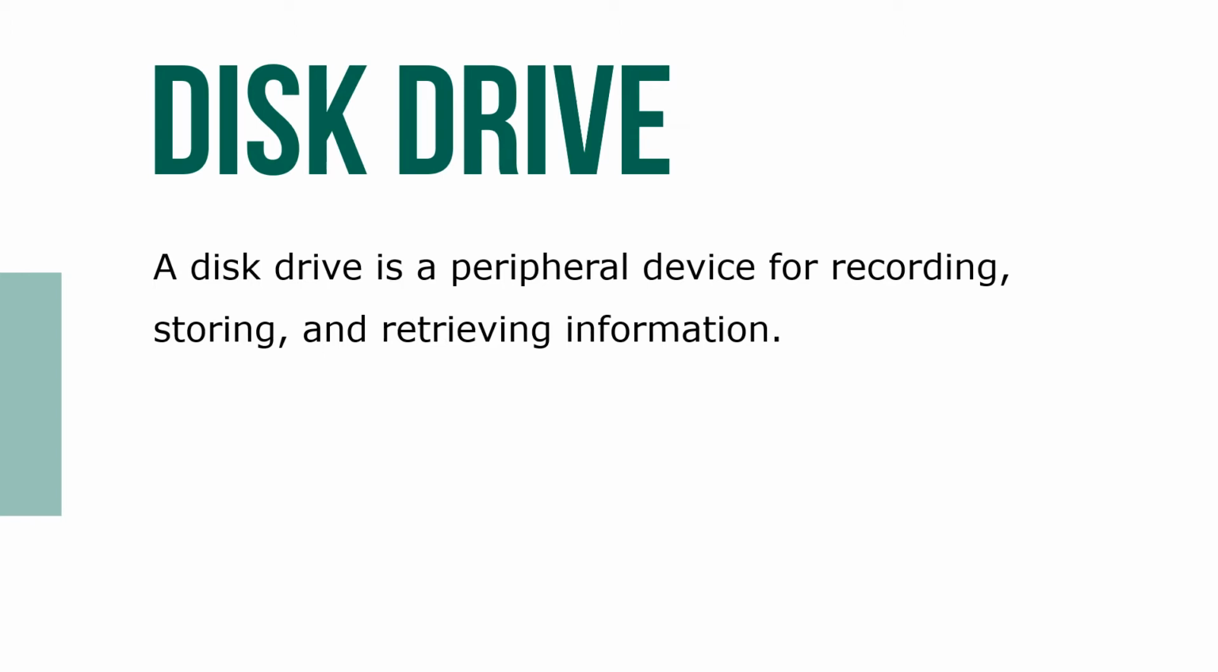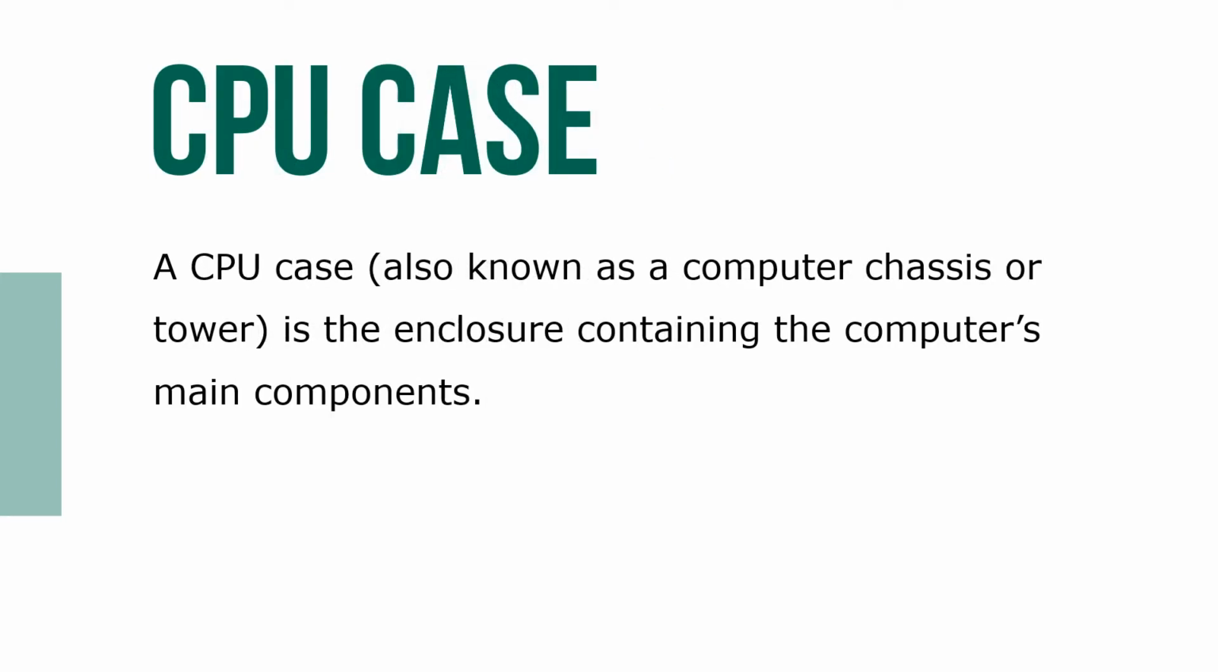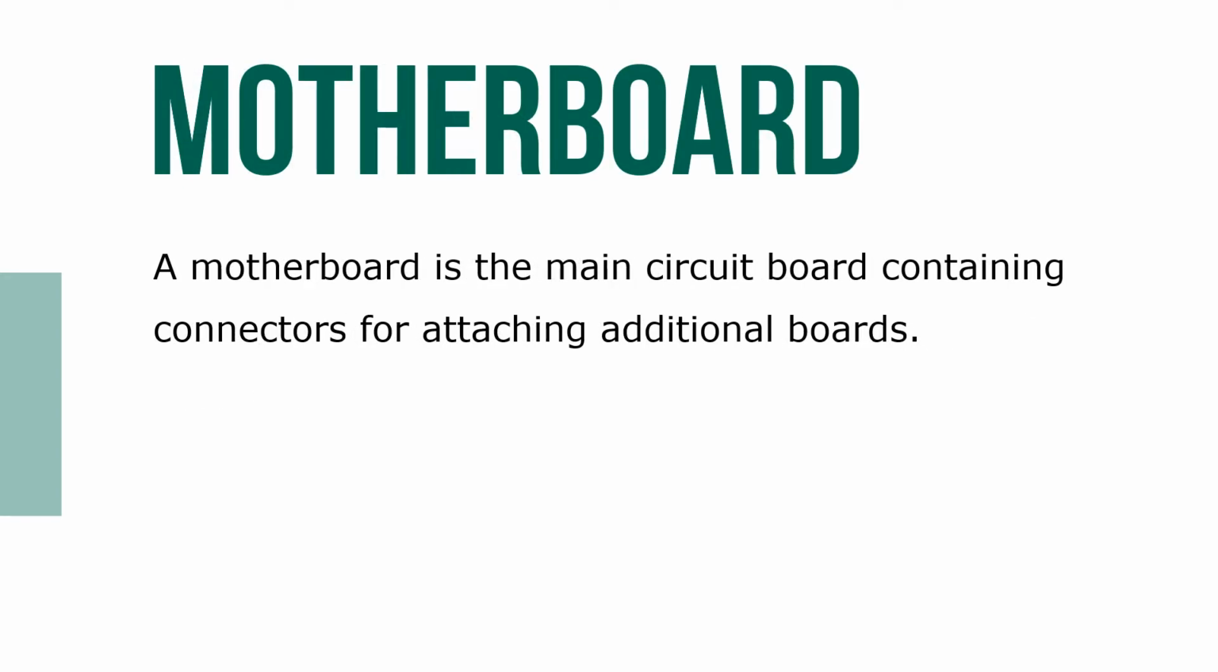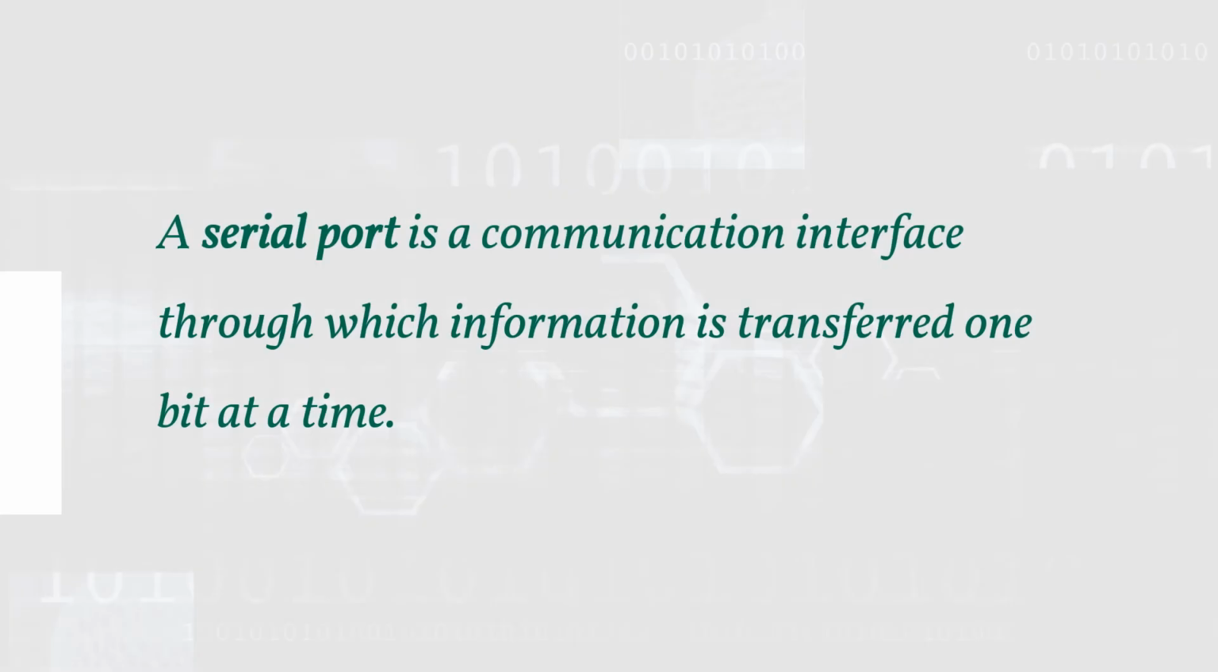A disk drive is a peripheral device for recording, storing, and retrieving information. A CPU case, also known as a computer chassis or tower, is the enclosure containing the computer's main components that we just discussed. A motherboard is the main circuit board containing connectors for attaching additional boards. A serial port is a communication interface through which information is transferred one bit at a time. This provides you a bit more information on how we define a computer and the components that make up our computers.